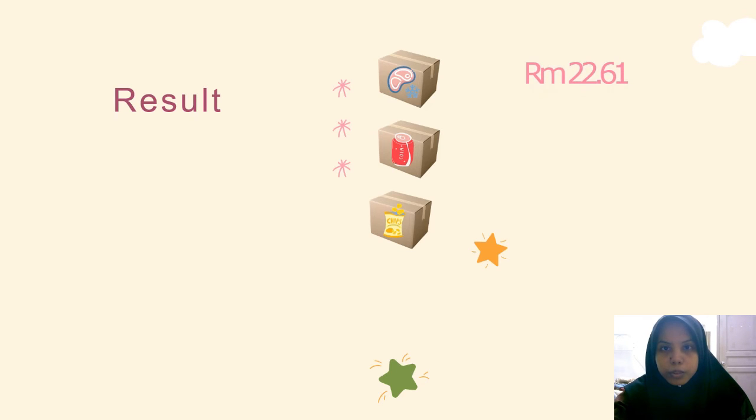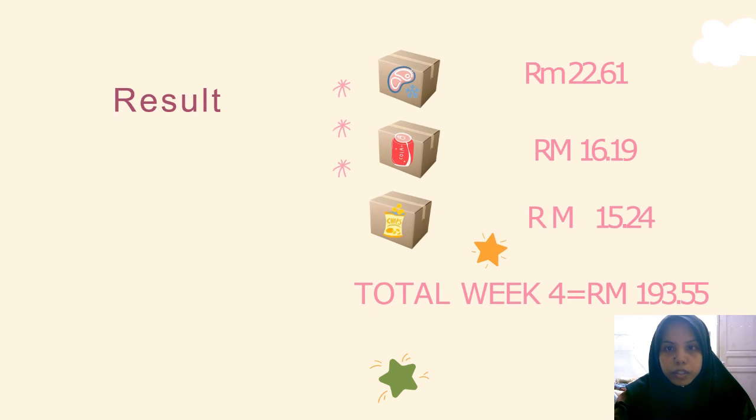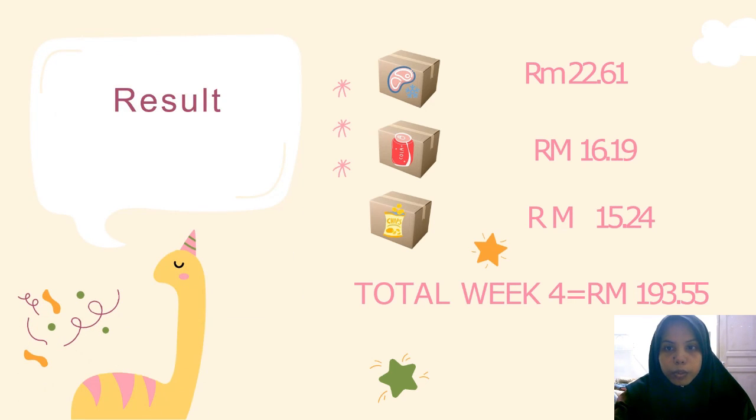After calculating all the equations, we get the price of frozen food is 22 ringgit 61 cent. A box of beverage we get 16 ringgit 19 cent, and a box of snack we get 15 ringgit 24 cent. And the total for week 4 we get 193 ringgit 55 cent.